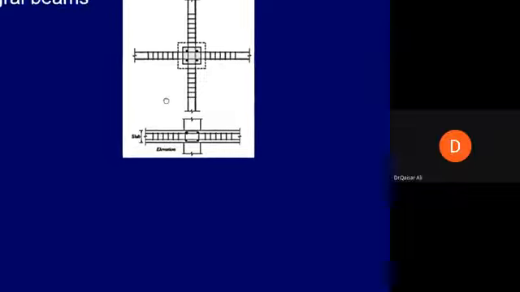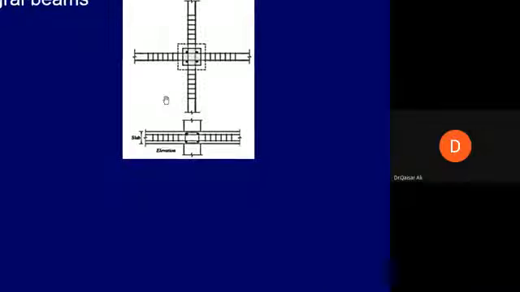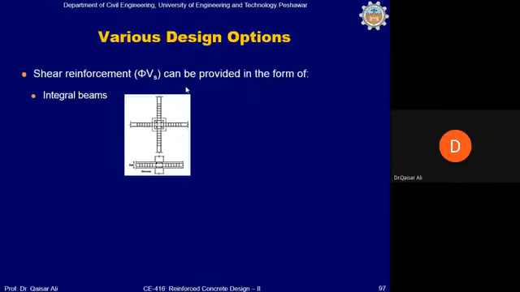okay? And this will not run from one column to another column. This will be placed on top of the column in this manner up to a certain length, which will be calculated in one of the examples. And then the strips will be provided in this manner along both directions. Okay, this is called an integral beam. This will reinforce the slab in the punching shear, and it will also shift the critical shear perimeter away from the D/2 location.